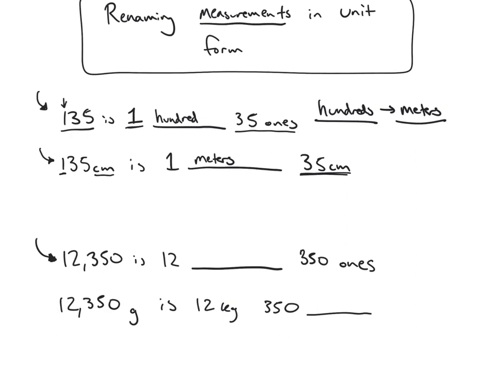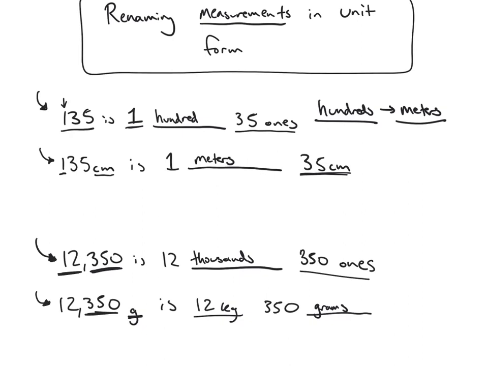I have another example down below here where we're starting with a place value unit form problem. We have 12,350 is 12 blank and 350 ones. So we know that the 350 ones represents these digits right here. So these two digits right here represent 12 thousands. And similarly, we have another problem here dealing with the same number, except this time we're dealing with grams. So we have 12,350 grams is equal to 12 kilograms, so we're given that. And 350, so we need to know what these digits represent, and they just equal grams.